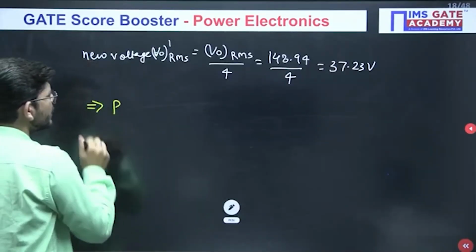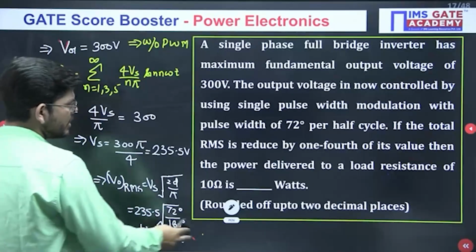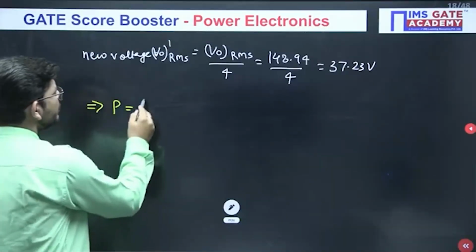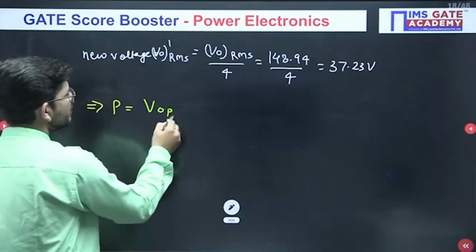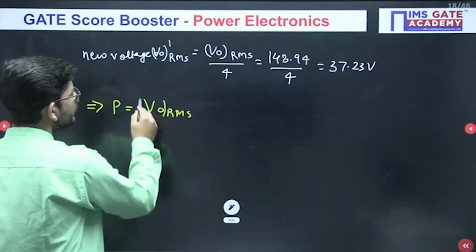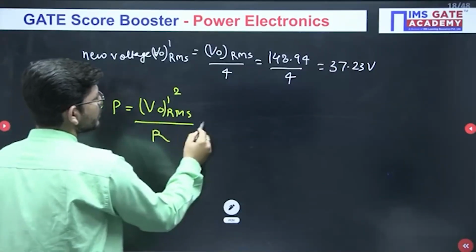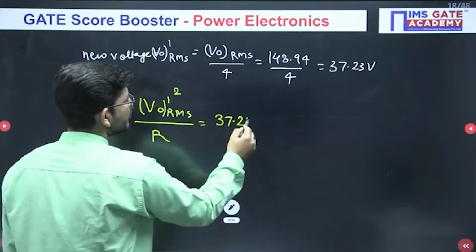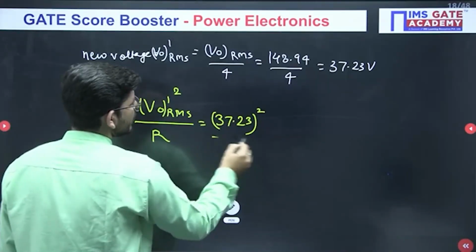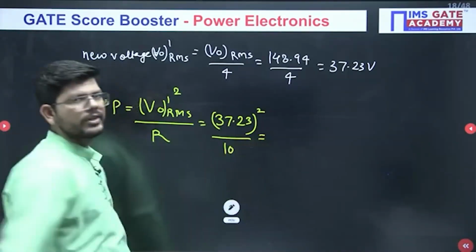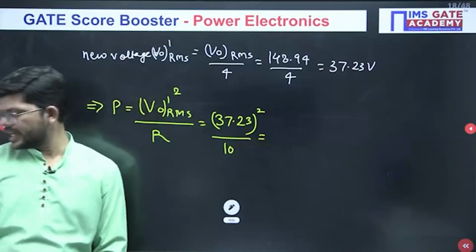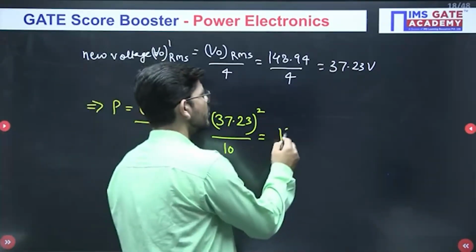Now what will be the power dissipated? We have a single phase inverter. So power dissipated will be simply V naught RMS, the new RMS voltage, squared divided by the resistance. So you will write 37.23 square divided by the resistance value, which is 10. When you do this, you will get 138.65.